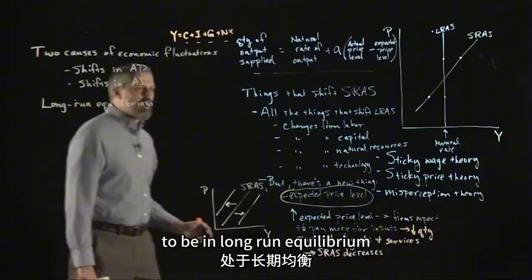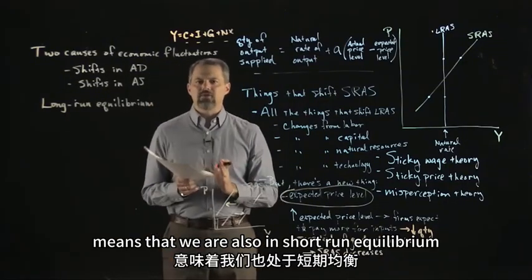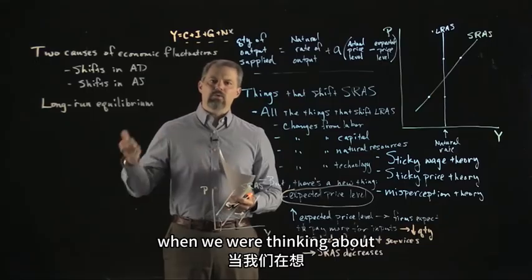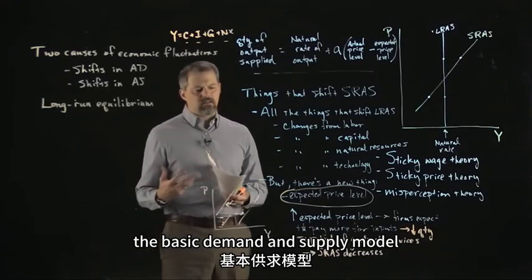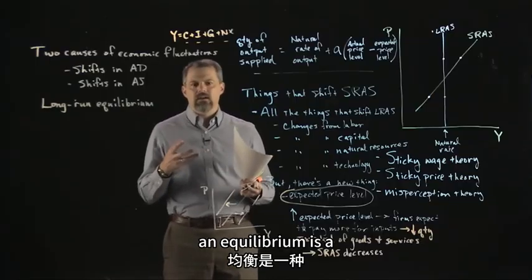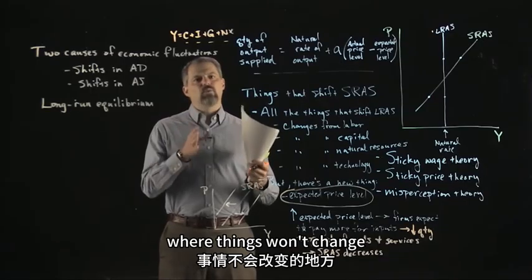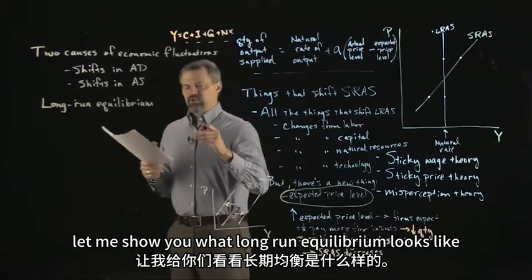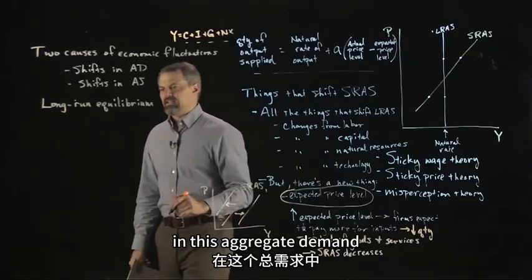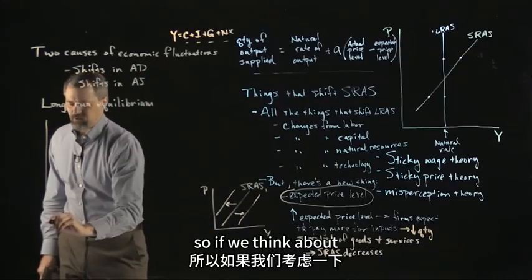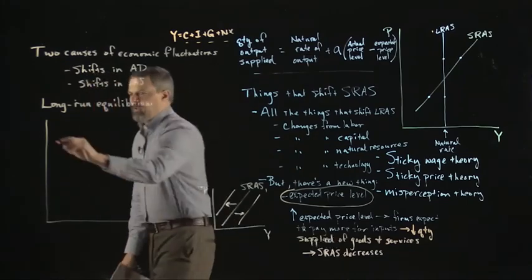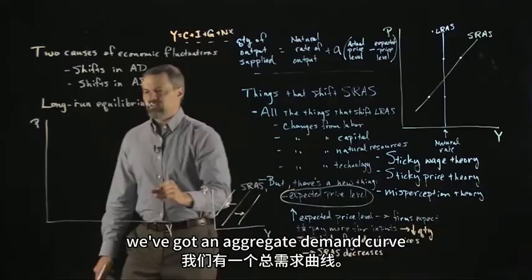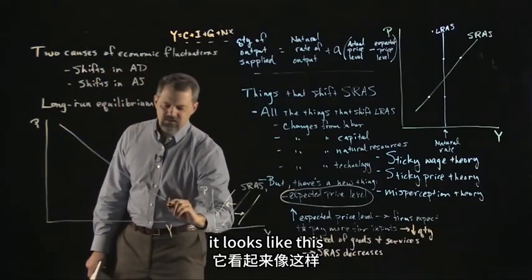To be in long-run equilibrium means that we are also in short-run equilibrium. Remember, we talked about the idea behind an equilibrium when we were thinking about the basic demand and supply model. An equilibrium is a situation of rest where things won't change unless something outside of the model changes. So let me show you what long-run equilibrium looks like in this aggregate demand, aggregate supply model.